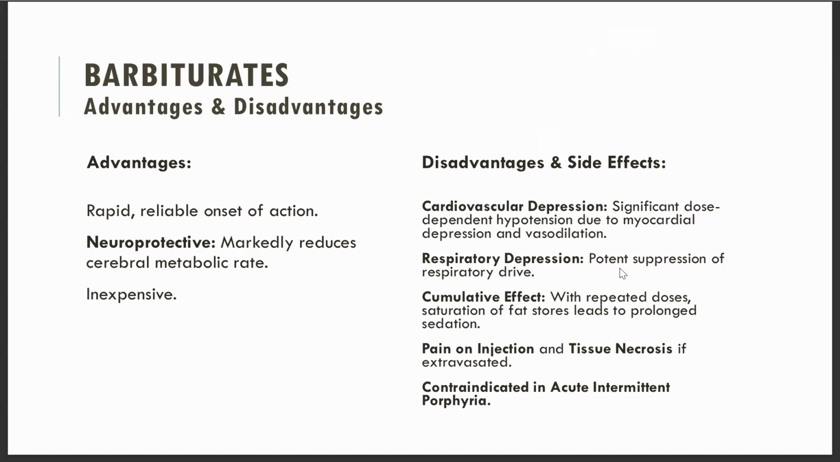Respiratory depression: potent suppression of respiratory drive, with a cumulative effect with repeated doses, and saturation of fat stores leads to prolonged sedation. Pain on injection and tissue necrosis if extravasated. And it's contraindicated in acute intermittent porphyria. B for barbiturates and bad, those are bad for porphyria.